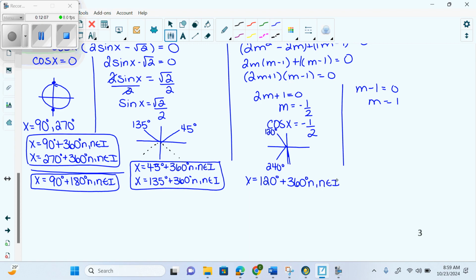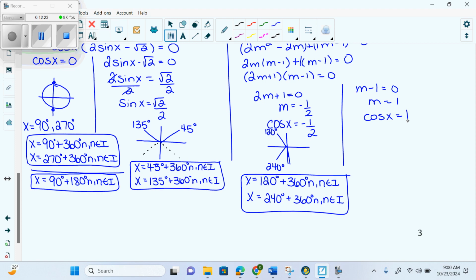Next one. Okay, Caden, next one. Since you're on such a roll. I believe in you. Cos x equals 1. Where does cos x equal 1? Yep. And 360 and negative 360 and so on. So how can I write it?